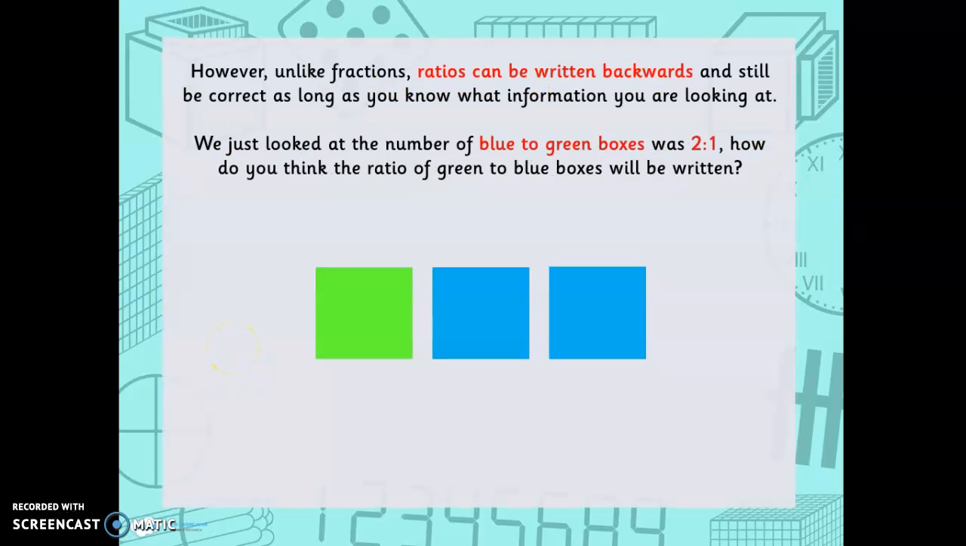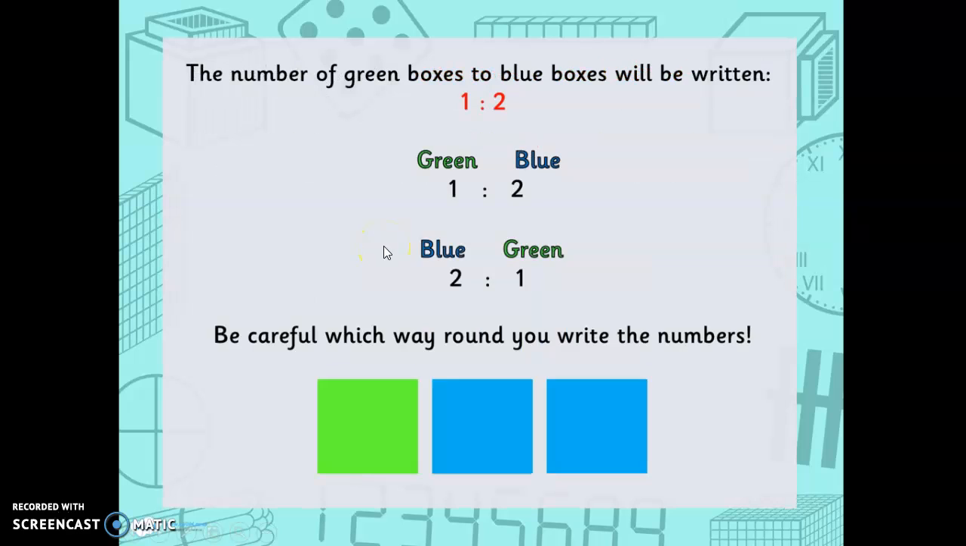Let's have a look at a slightly different example. Or before we do that, let's have a look at how we can write it. If it was the number of blue boxes to every green box, it would be 2 to 1. But if we were looking at the ratio of green to blue boxes, so how many green boxes are for every blue box, we would write it the other way around. So we'd write it 1 to 2. For every green box, there are 2 blue boxes. So you need to make sure that when you're asked a question, you're writing it the correct way round.